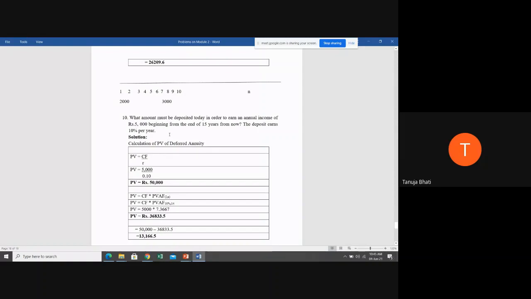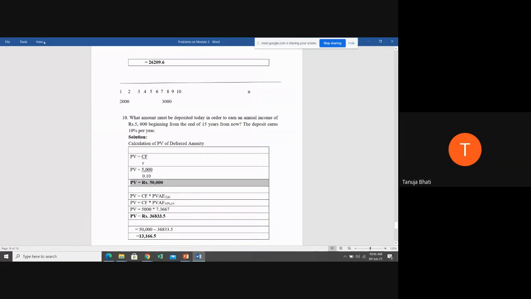So what you have to do is first find the present value of perpetuity. In the formula for present value of perpetuity, we always start from the first year itself. So from the first year up to an indefinite period of time, it is 5,000 rupees. So what is the present value of a perpetuity? 5,000 divided by 10%, which gives you 50,000.